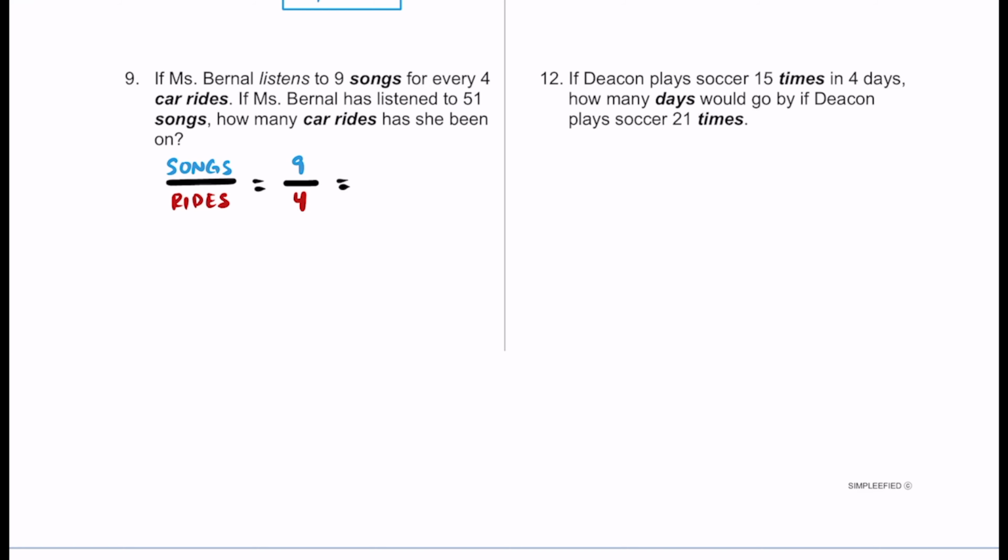And let's go ahead and see what else do we know. It says that there's going to be 51 of these songs. Let's go ahead and put 51 on top here. And we don't know how many rides that's going to be. It's definitely more than 4 rides though. And so we have to figure out, how does 9 become 51? It's going to multiply by some number. So 4 is going to use that same number here.